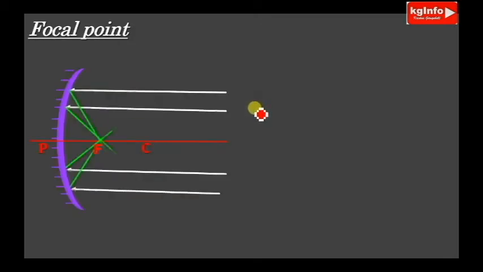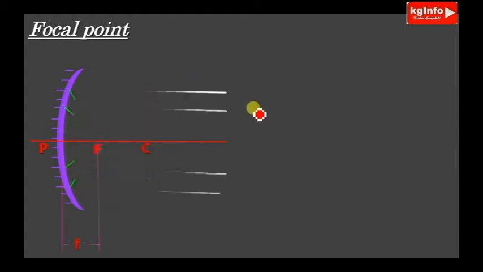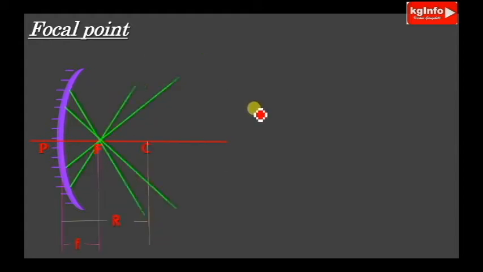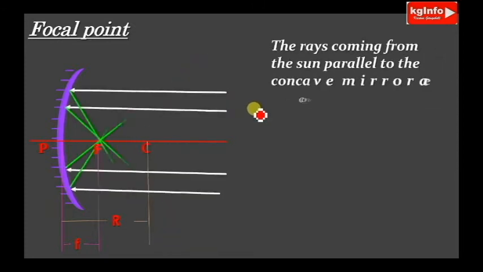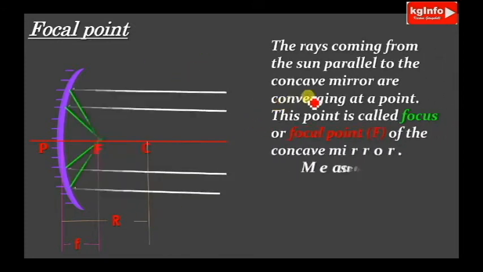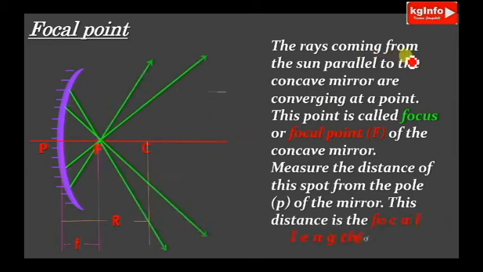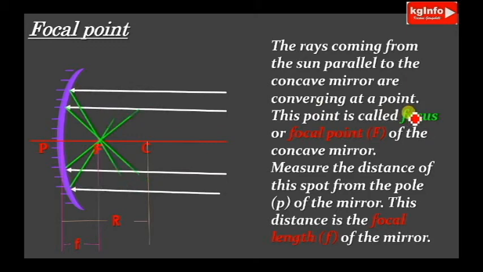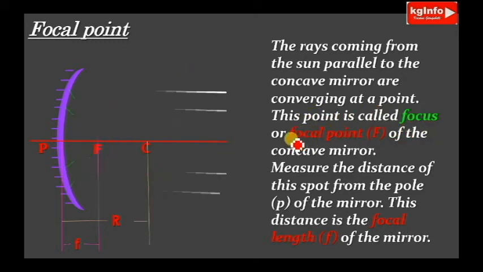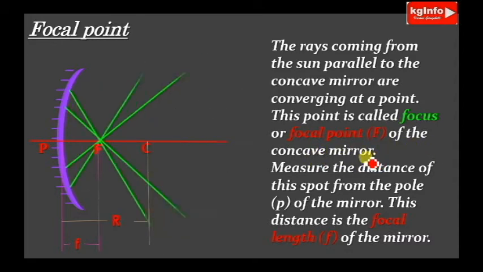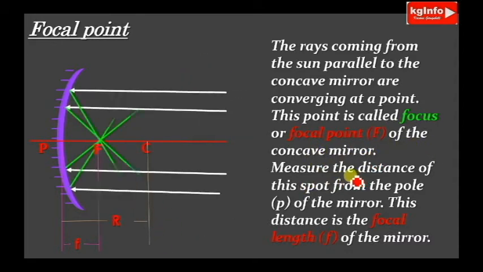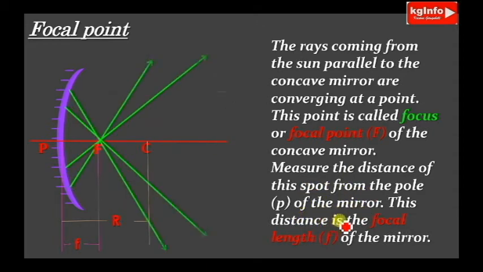Let's take the concave mirror, and some parallel beam of light is incident on it. The rays coming from the sun, parallel to the concave mirror, converge at a point. This point is called the focus or focal point of the concave mirror. Measure the distance of this spot from the pole P of the mirror. This distance is the focal length F of the mirror.